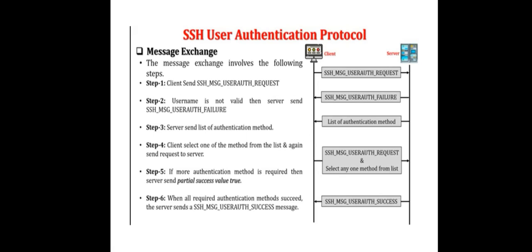client sends a user authentication request to the server. After the client authentication request, the server checks the username. If the username is valid, the server sends authentication. If the user is invalid, the server sends authentication as fail, meaning a user authentication failure message to the client. If user authentication is a failure, then the server sends a list of authentication methods to the client. After that, the client sends one of the methods from the list and again sends a request to the server.